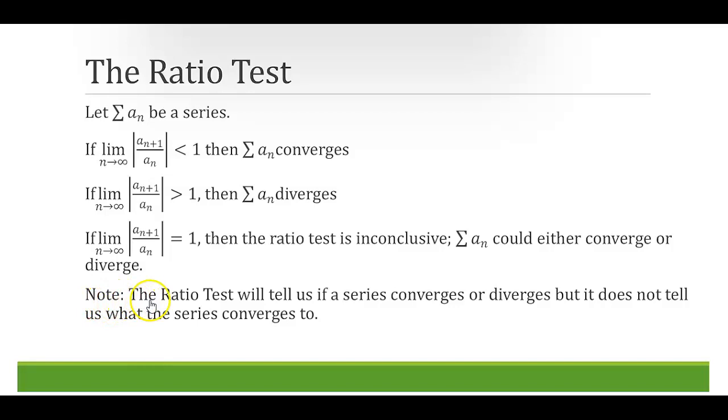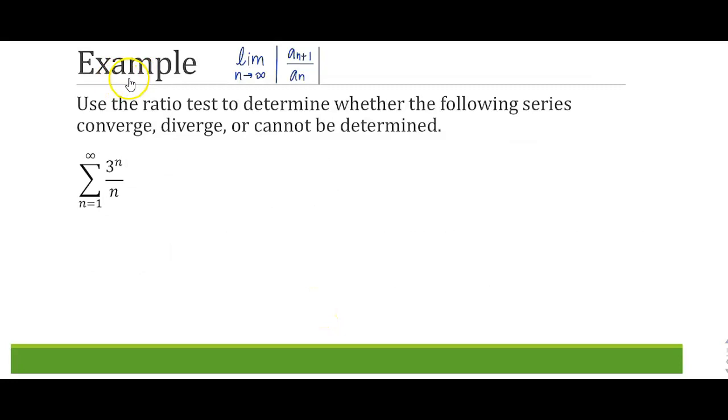We want to note that the ratio test will tell us if a series converges or diverges, but it does not tell us what the series converges to. In this example, we're told to use the ratio test to determine whether the following series converge, diverge, or cannot be determined. So here's the first series, and as a reminder, this is the limit that we have to evaluate when applying the ratio test.